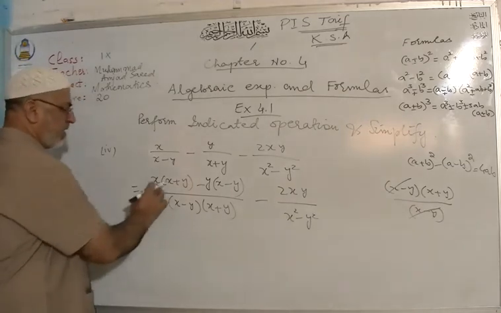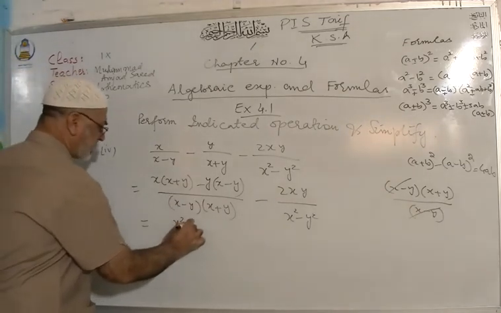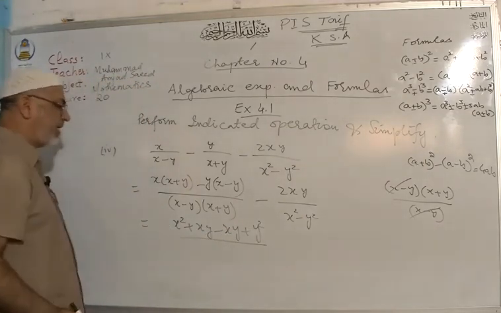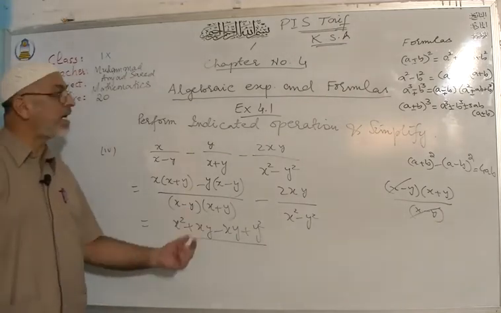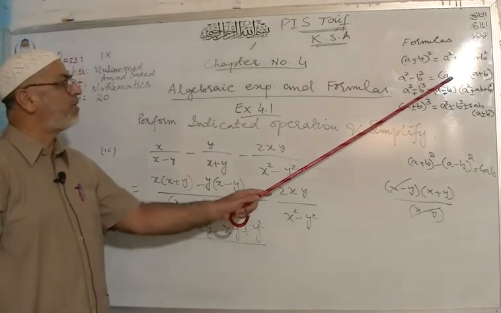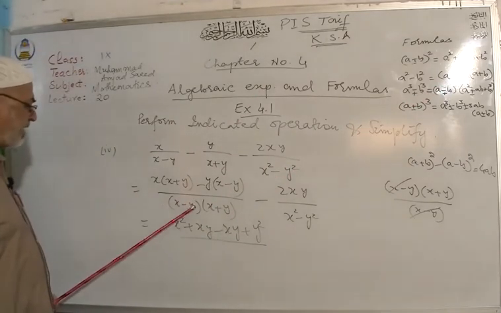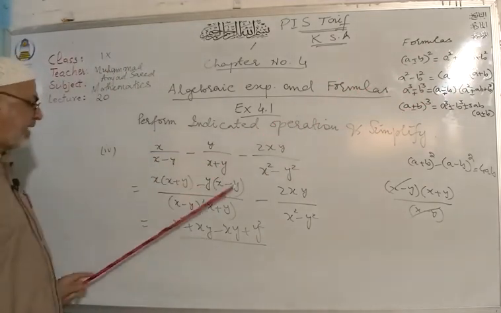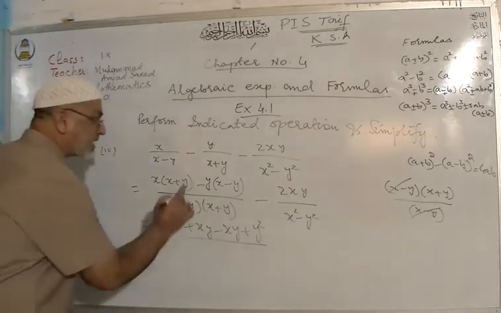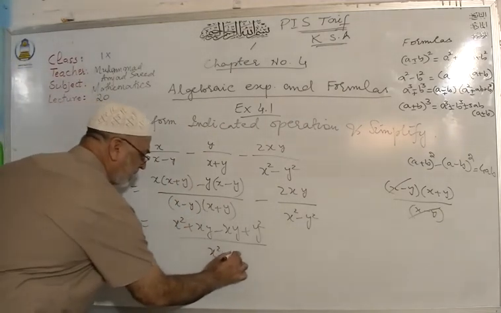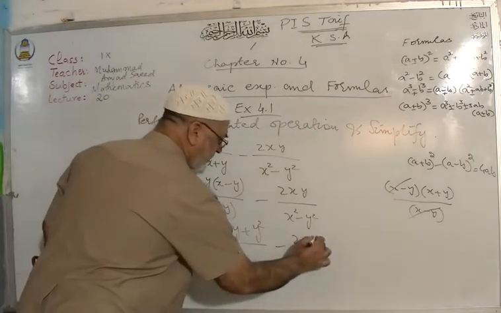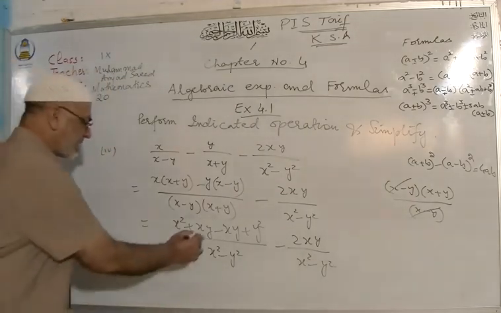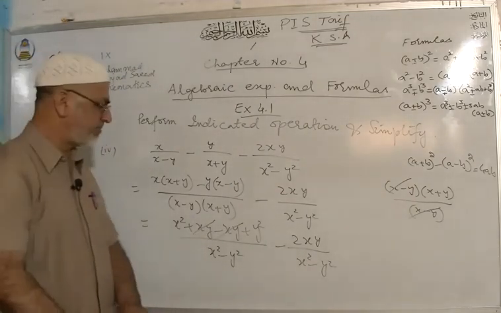After that, open up the brackets. X square plus xy minus xy and plus y square divided by, remember this is the right hand side of your formula number 2. Look, x minus y, x plus y. Here is a minus b, a plus b. If you want to move to the left hand side, then what you will write down here, a square minus b square mean x square minus y square. Minus 2xy over x square minus y square. Here plus xy and minus xy cancelled out.